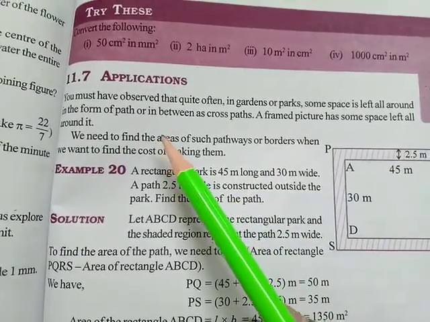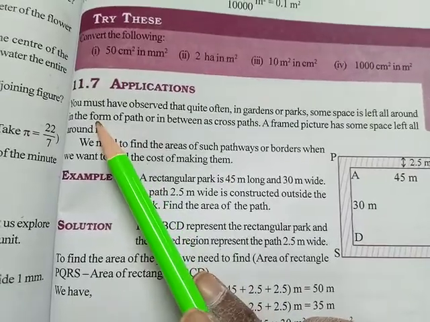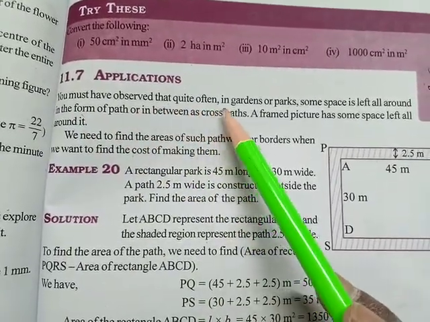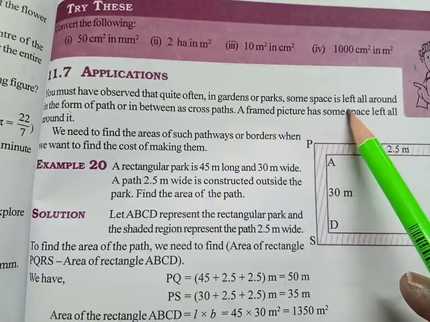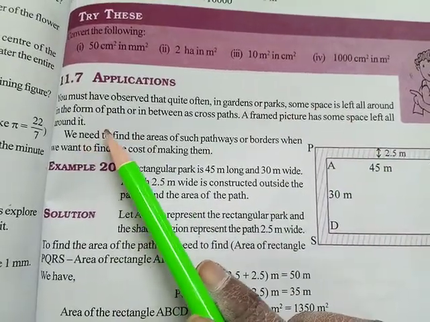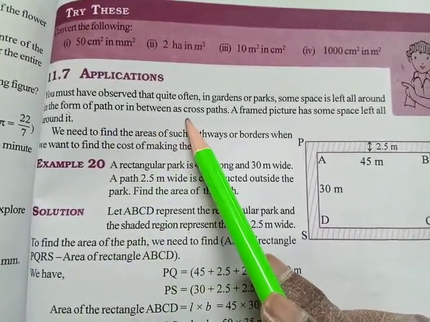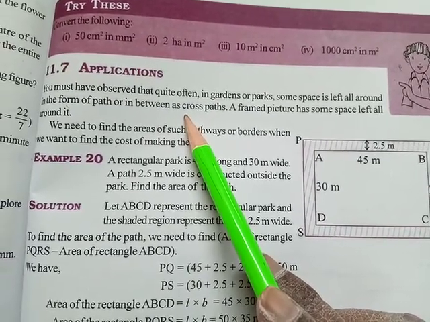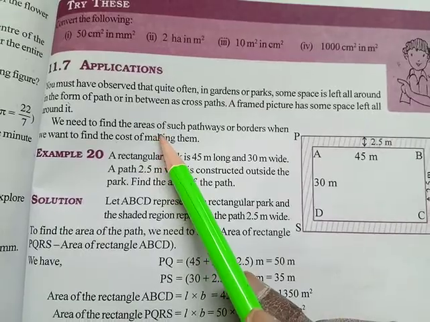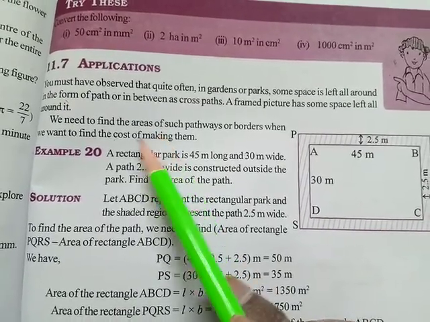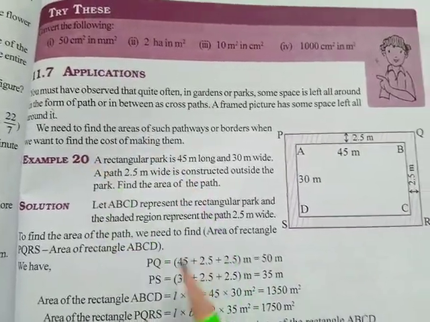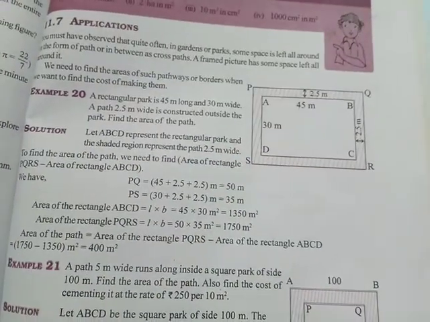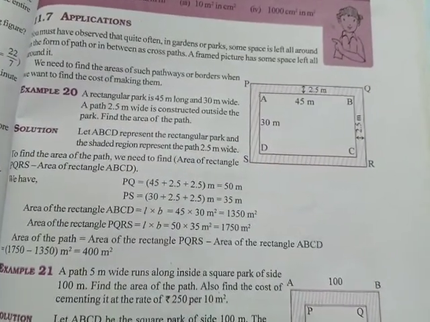Now see the applications. So you must have observed that quite often in gardens or parks some space is left all around in the form of a path or in between as cross paths. A framed picture has some space left all around it. We need to find the areas of such pathways or borders when we want to find the cost of making them. So see the first question, question number 20.